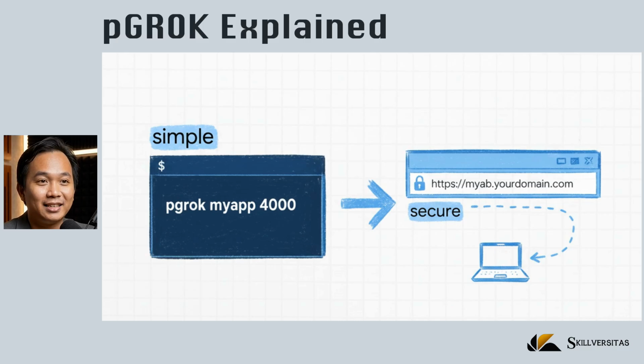And what do you get for those 5 minutes of setup? Pure simplicity. From now on, whenever you want to share a local project that's running on port 4000, you just type pGrok myapp 4000. And bam! Instantly you get a secure public URL that tunnels right to your machine.